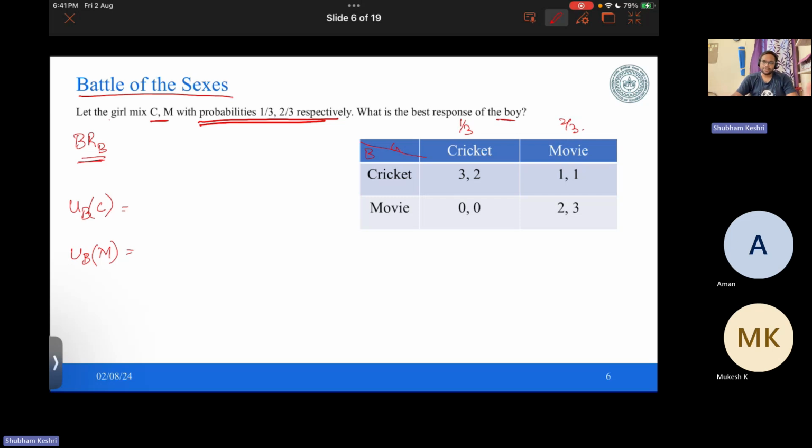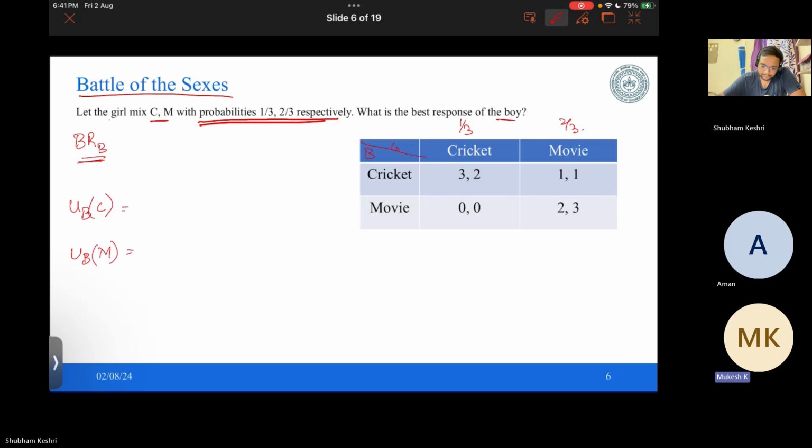Is there any confusion or doubt? Do you want to speak up and let me write the utility, or should I just move on? Or should I write the utility?